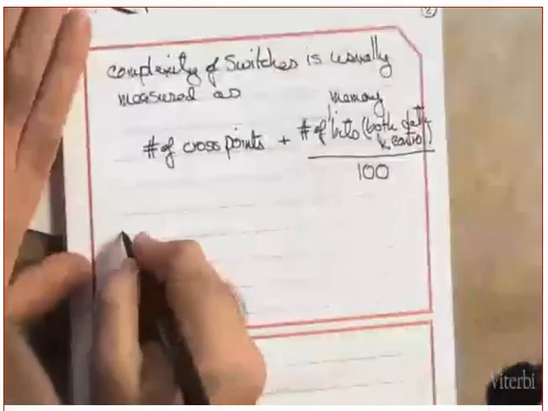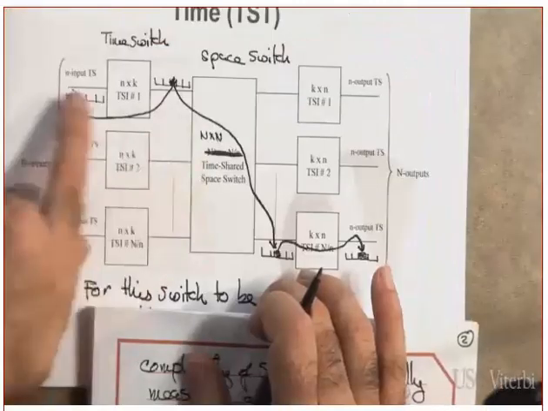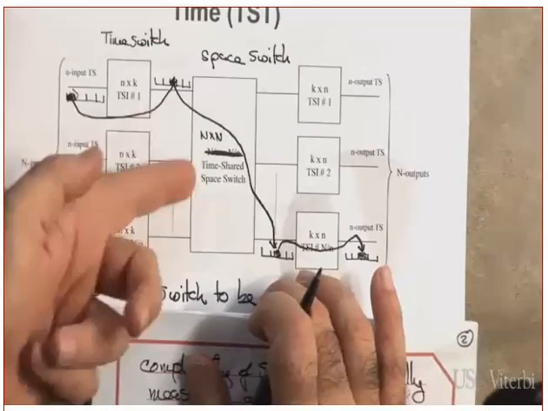Now, let's see if you can help me. Number of bits in the control memory of the time switch. Help me. The control. Now, the control is what? How many times? K. Yes? How many bits do I need? The control is just a pointer toward the location that will go to the appropriate time slot at the output.